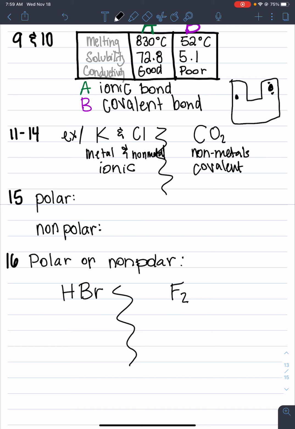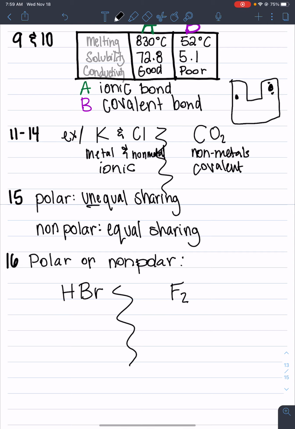Number 15 is about polar molecules, asking you if it's equal or unequal sharing. So if you remember, the definition of a polar molecule, also found on your PowerPoint, is an unequal sharing of electrons. Well, nonpolar molecules are an equal sharing of electrons. Alright, so those definitions are going to be really important for you to do number 15. Okay? It's unequal and it's equal.